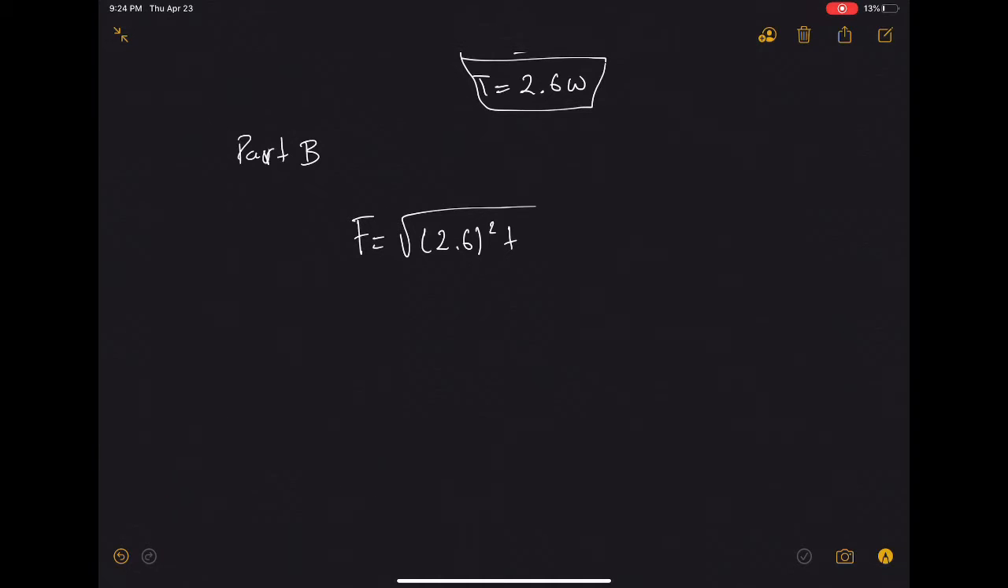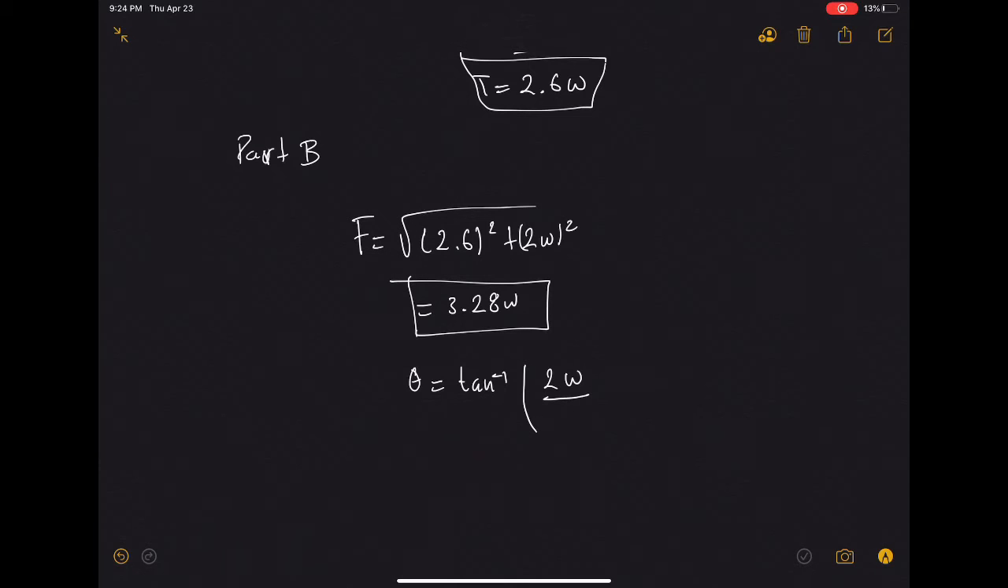So we put in the information that we already got, and we get 3.28 W, and it's also asking about the angle. So we have to put tan inverse of 1 over 2W over 2.6 W, the W's cancel, and if you put that in the calculator, it's going to give you 37.6 degrees. And that's it.